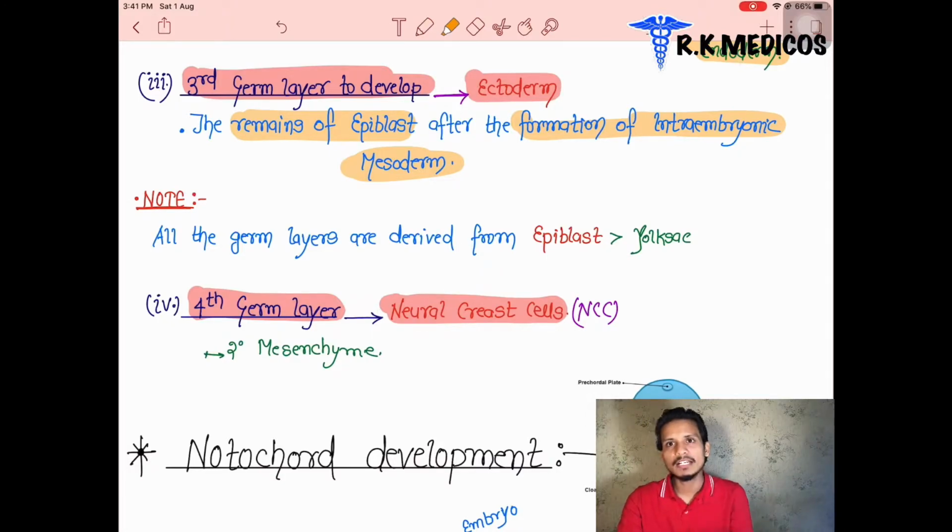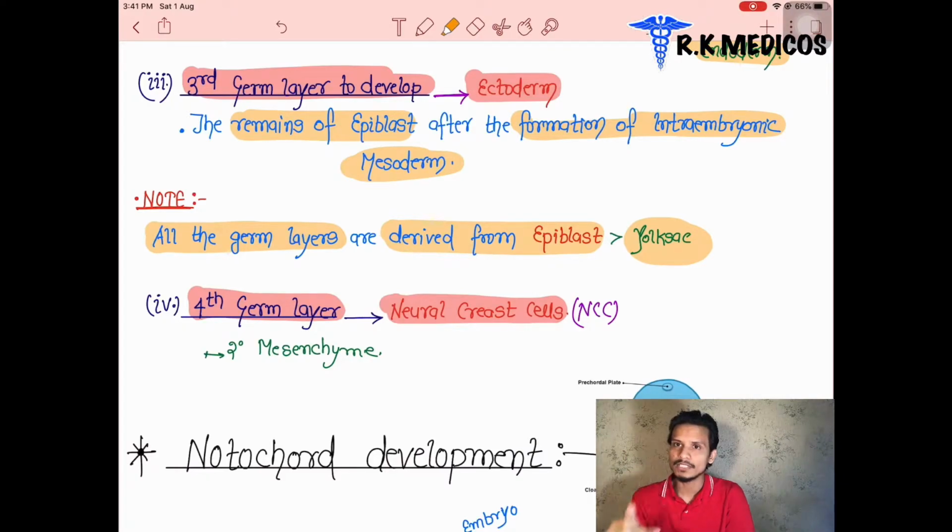So all three germ layers are developed from the epiblast cells. This is the golden line here: all the germ layers are developing from the epiblast cells only, except something. Earlier we could also include the yolk sac, the cavity just below the hypoblast cells. Why did we say the yolk sac before? In early books the yolk sac was mentioned as forming them, but in the new concept the epiblast cells develop everything.